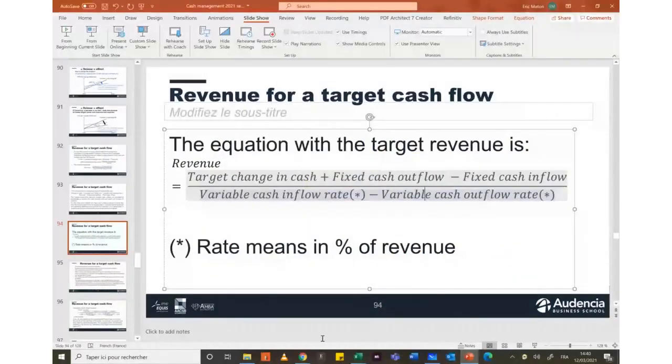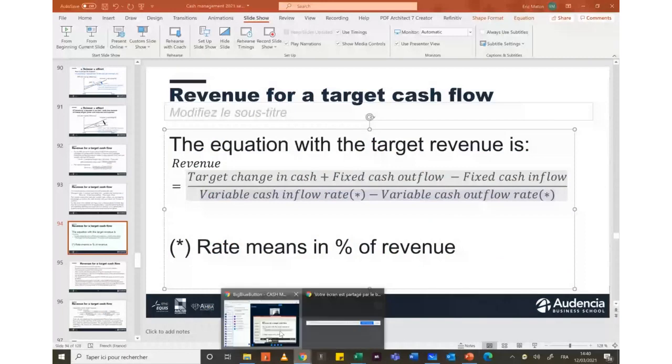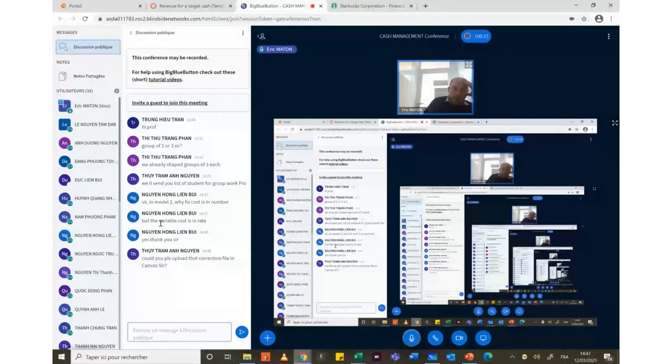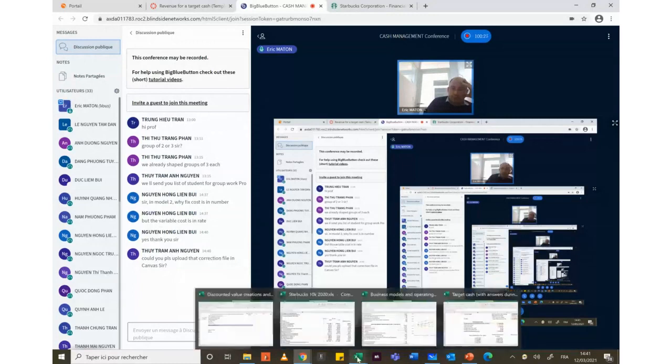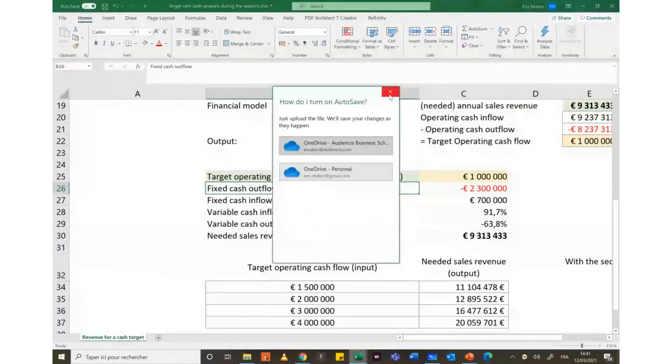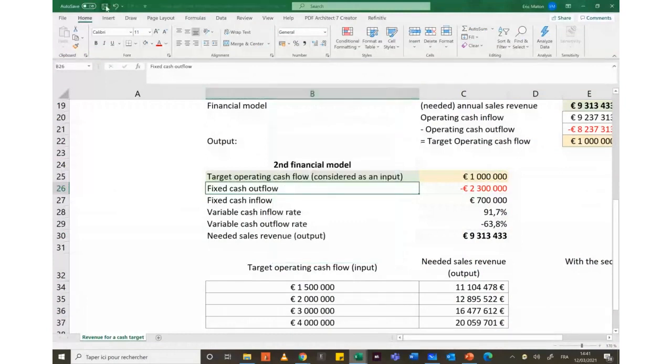So it's okay now? Yes, variable cost is in rate because it is dependent on the revenue. So we separate what is dependent on the revenue from what is independent. Yes, I can put it on canvas now. So I put it on, no, I don't need this. I put it on canvas, okay.